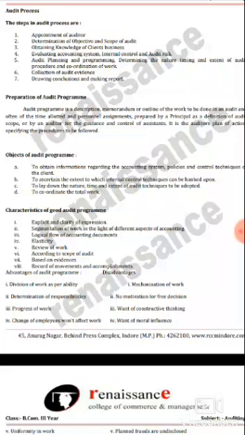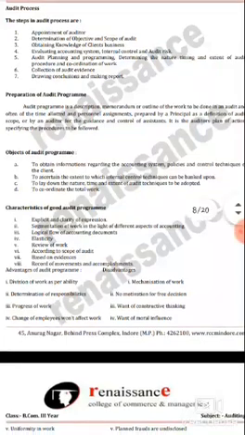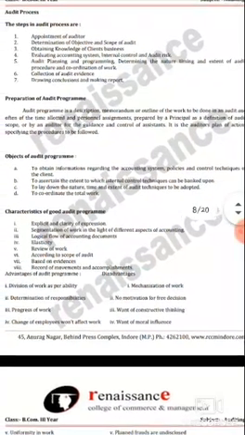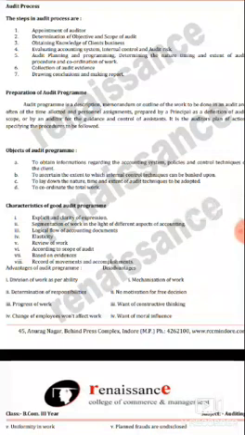Each and everything is described in that program. So the work they are going to do in the audit process for a company is written in a proper way. Then let's see the objectives of the audit program: to obtain information regarding the accounting system, policies and control techniques of the client. So here they will take the information before they conduct the audit in that company. So they will be preparing a program. So how do they have to do the work?